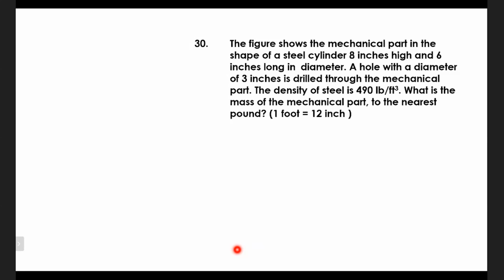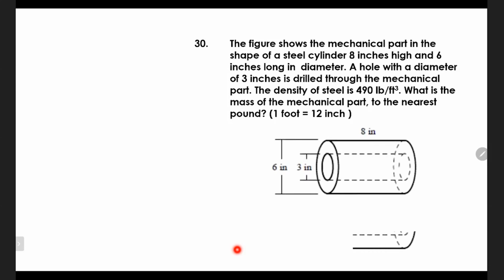So the figure shows the mechanical part in the shape of a steel cylinder 8 inches high, 6 inches in diameter, and the inner one is 3 inches, drilled through the mechanical part. The density of steel is this. So what is the mass nearest to the pounds?